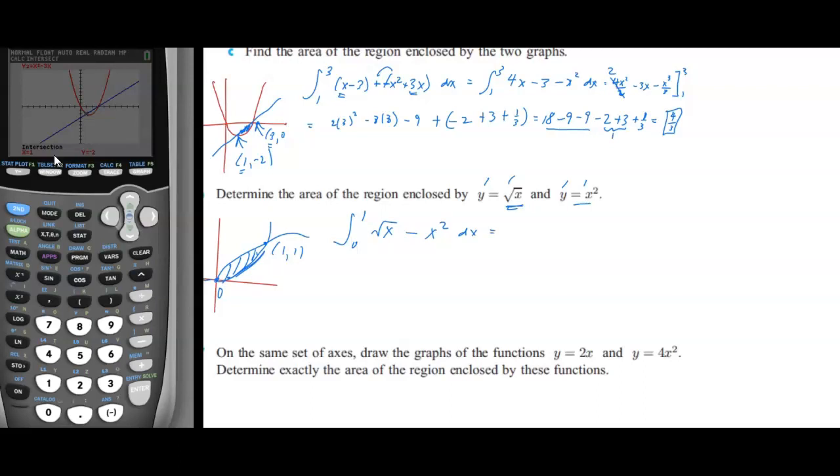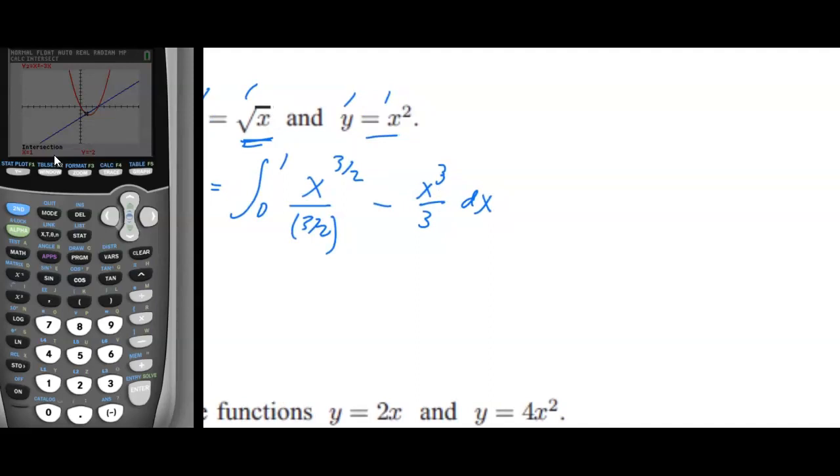So first thing we're going to do is take the integral of the inside, so it would be x to the 1/2. We rewrote it there. We're going to do x to the 3/2 divided by 3/2. That's the integral. Integral of x squared is x cubed over 3. By the way, 3/2 on the bottom is the same thing as 2/3 on top.